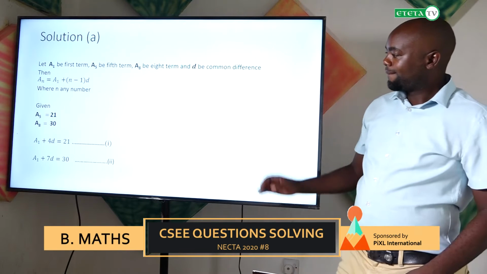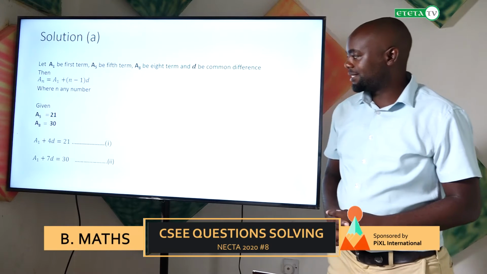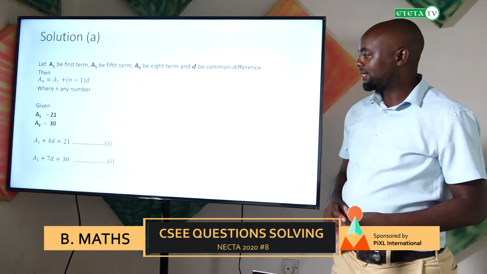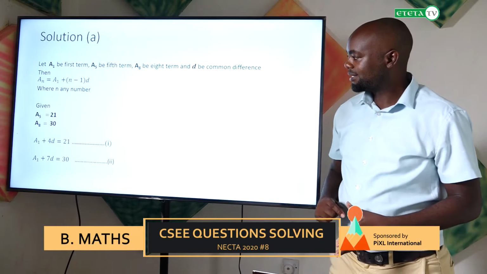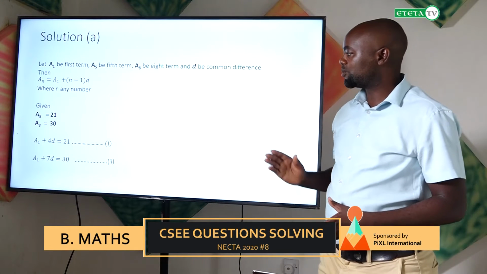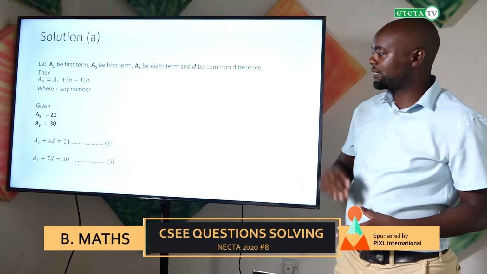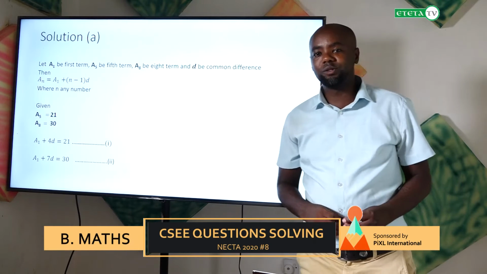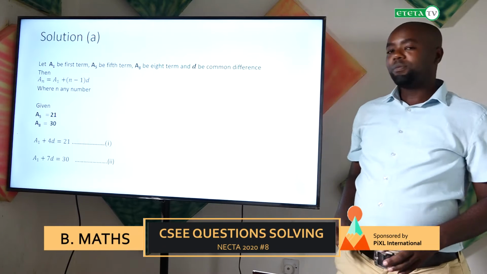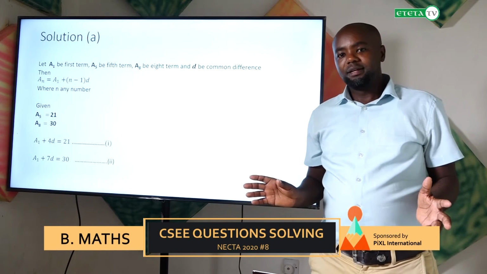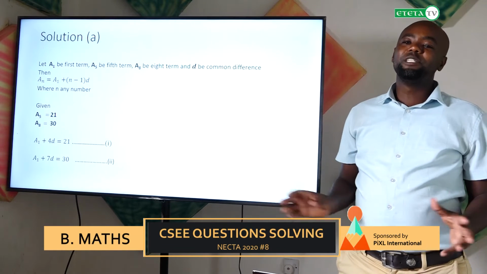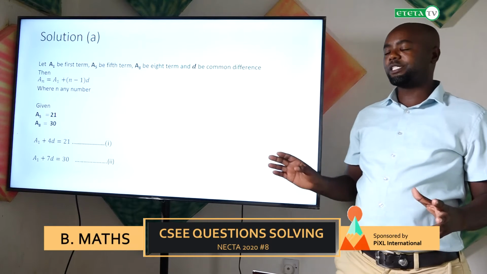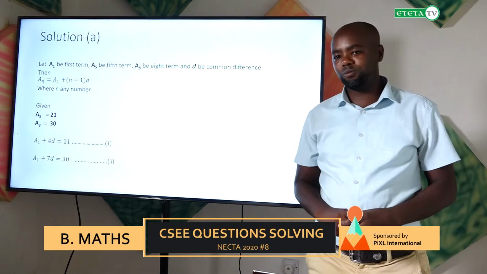And the same for 8. The place where there is N, we put 8. So 8 minus 1 is equal to 7. That's why we have 7D there, and we have A1 plus 7D is equal to 30. So when you look there, now we have a simultaneous equation. We have equation 1 and equation 2.